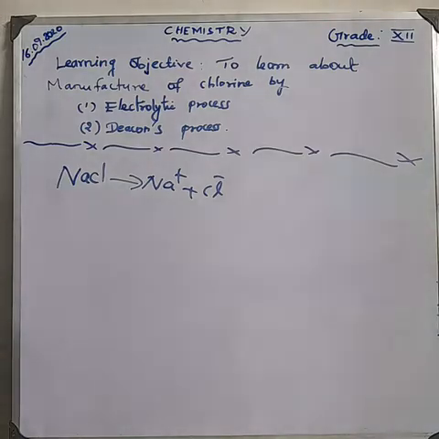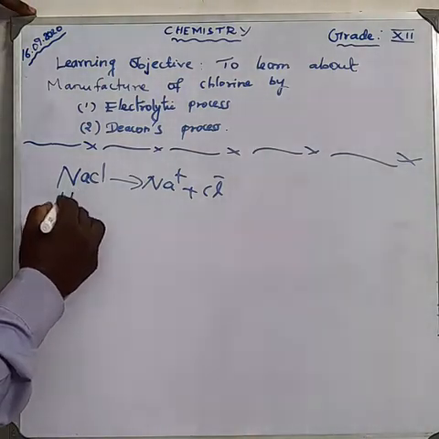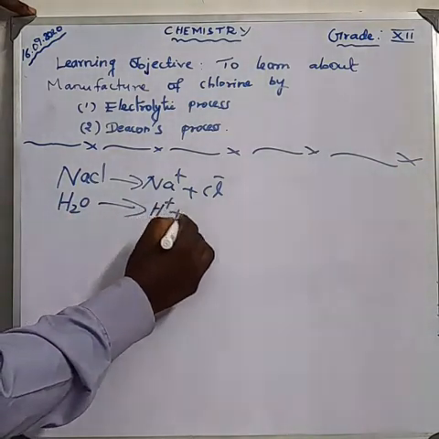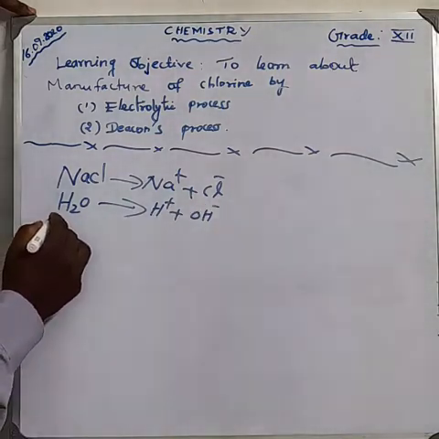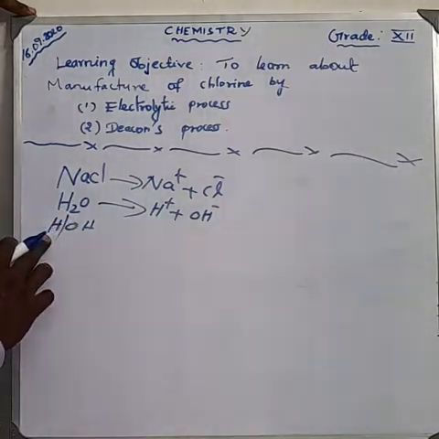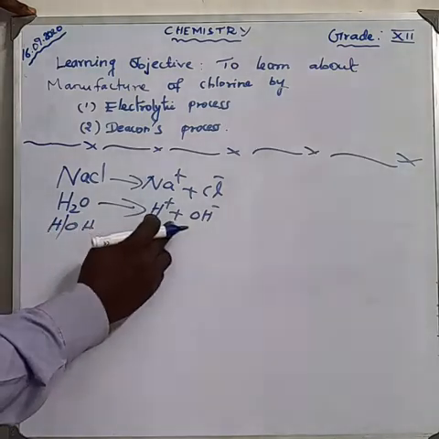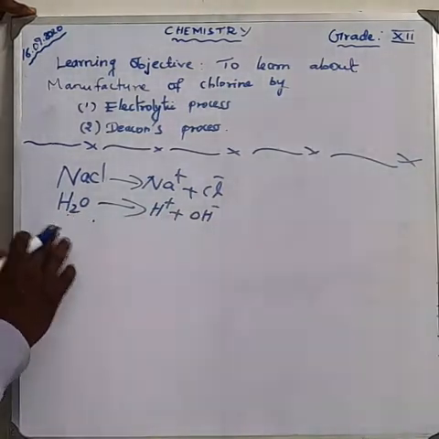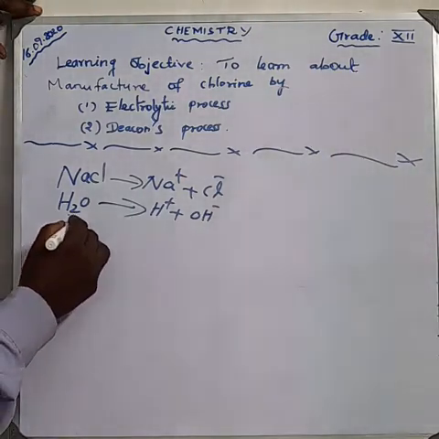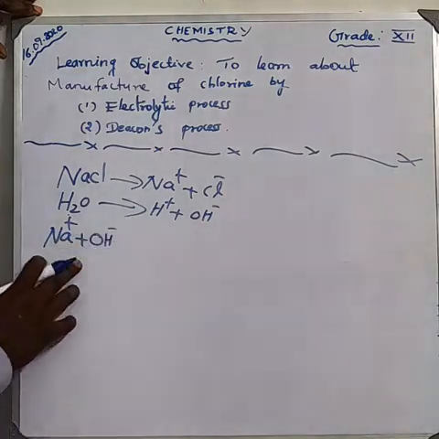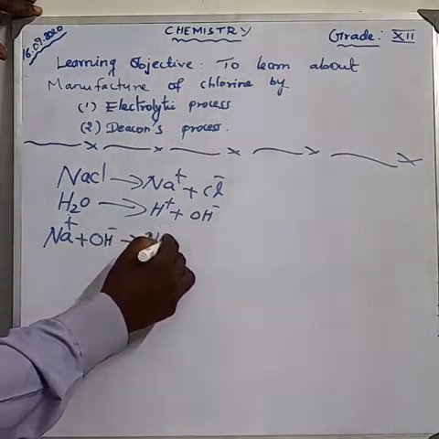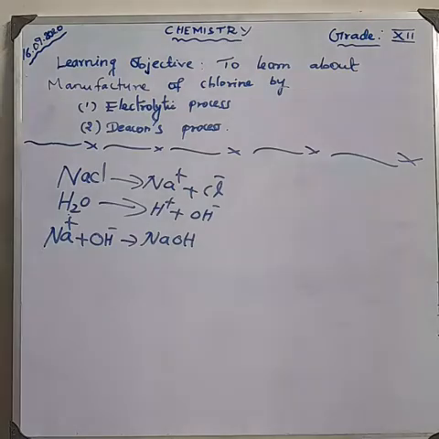Next, water. How does water, H2O, dissociate? It is split up into two ions, H plus and OH minus. Water can be written as HOH, and splits into H plus and OH minus ion. Next, sodium: Na plus reacts with OH minus ion, the hydroxyl ion, to form NaOH. These are the three equations.